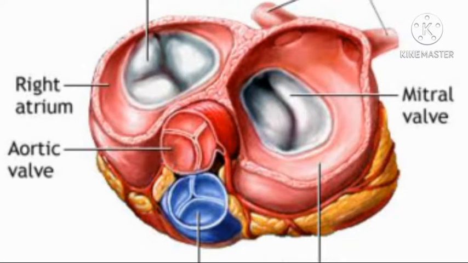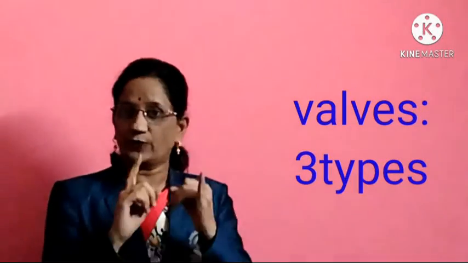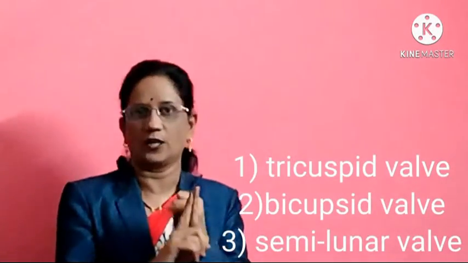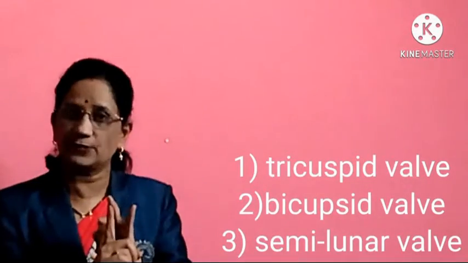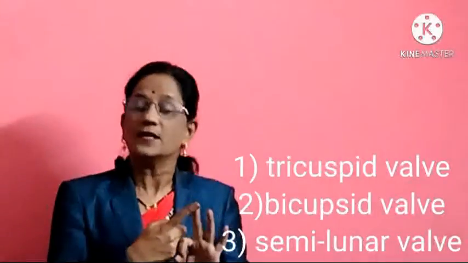Students, I already told you, always remember the blood flows in only one direction because these valves are present. So in the heart the valves are of three types. First we learned the tricuspid valve, second the bicuspid valve, and third the semilunar valves. These three valves maintain the flow of the blood in only one direction. It will not come back in reverse. So students, this is all about the internal heart structure.